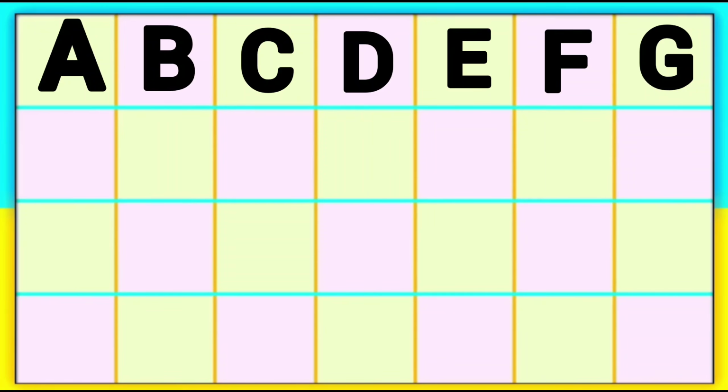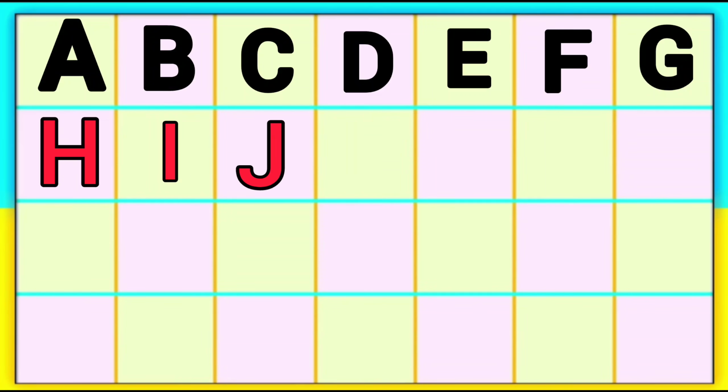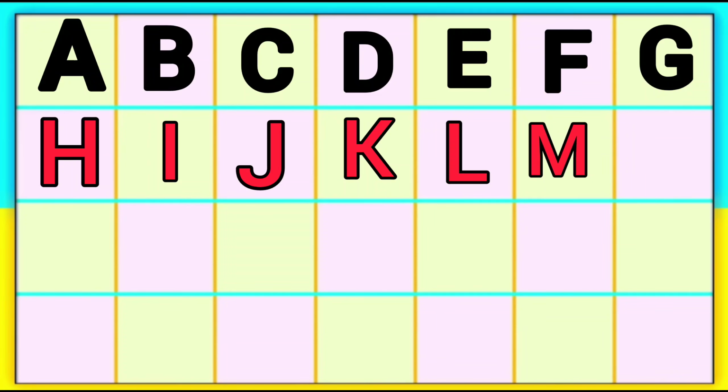G for grapes. H for hand. I for ice cream. J for jug. K for kite. L for lion. M for mango.